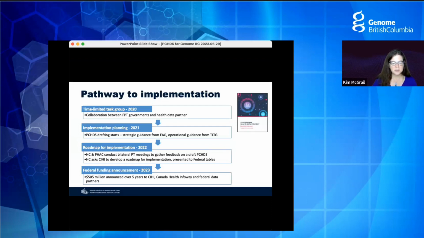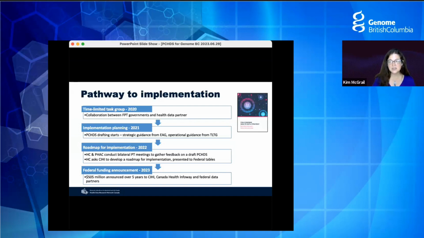There was a roadmap for implementation that was started in 2022, and this was Health Canada and the Public Health Agency of Canada working with provinces and territories, and then asking CIHI, the Canadian Institute for Health Information, to start developing a roadmap for implementation. That was put together and discussed with federal tables. And then in February of 2023, there was the budget announcement, both of some additional funding that was flowing directly to provinces and territories, and some, for the first time, indicators that actually relate to health data, as in, for example, the proportion of members of the public who actually have access to health data systems and the viewing of their own health data. But there was also, separate from that, $505 million set aside over 5 years, so it's $101 million a year, for CIHI, for Canada Health Infoway, and for other health data partners to start advancing some of the precepts that were put forward in the Pan-Canadian Health Data Strategy.